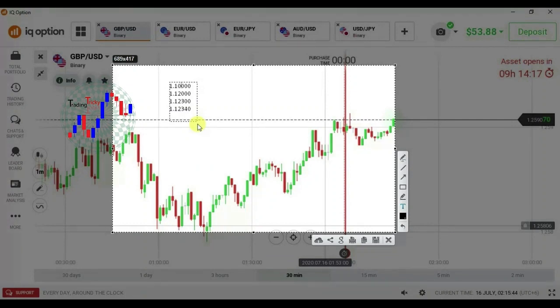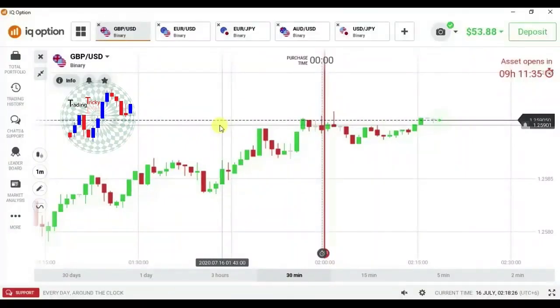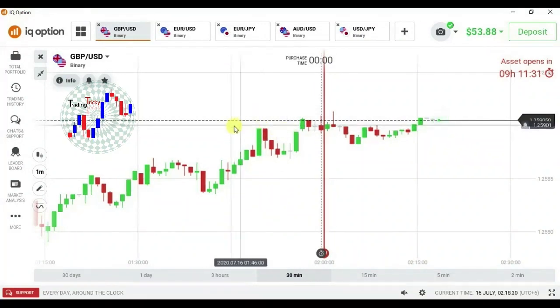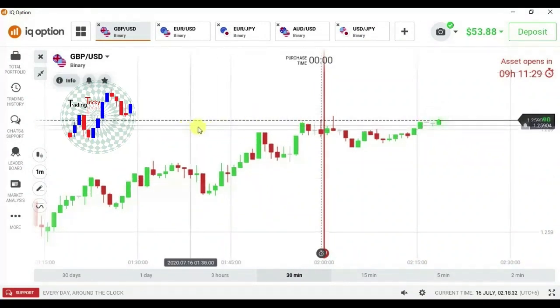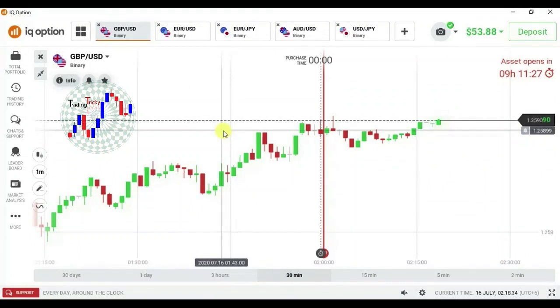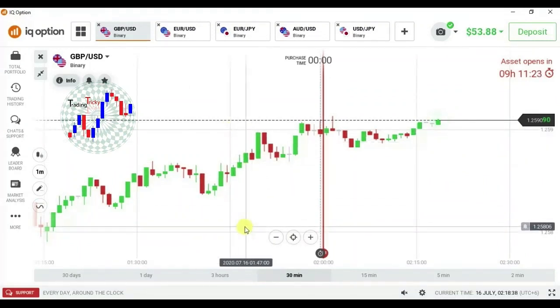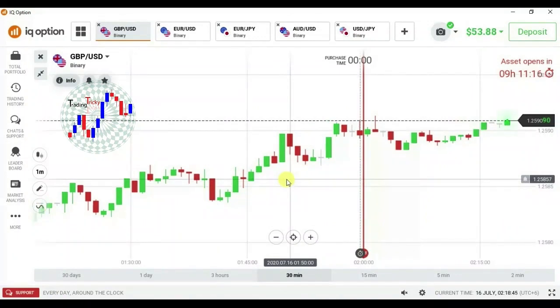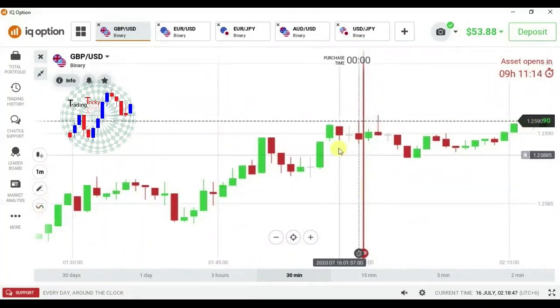So let me show you on the chart how the round numbers work. Here is the chart GBP/USD. You can see this is a round number. You can identify it automatically because it's already marked. This is 900, it means 00, and this is 800. This is also 00. So let's see how it's working.